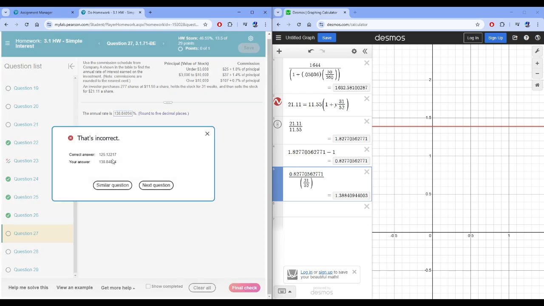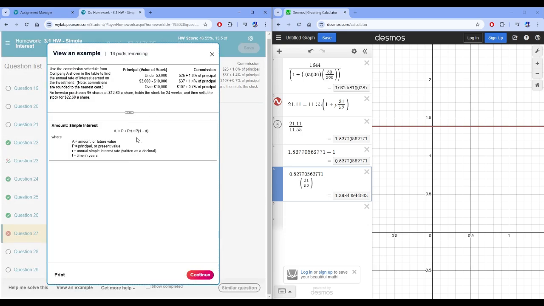I just want to see how we're 125. Wasn't that far off. The annual return rate. Where did I mess up? View an example. Let's see.